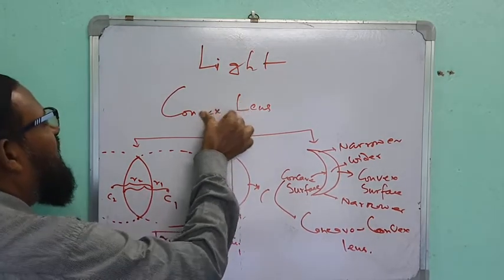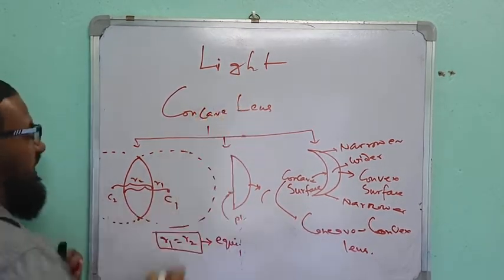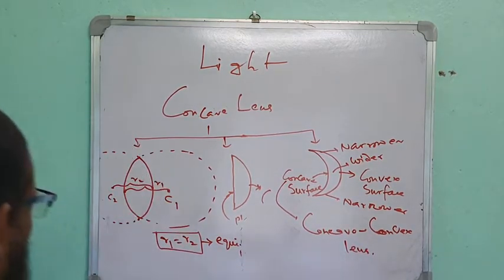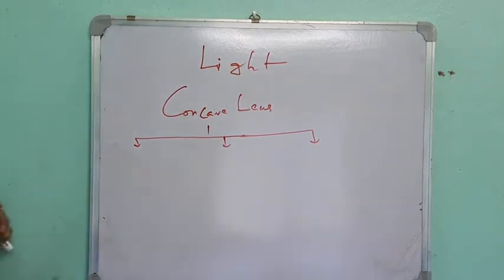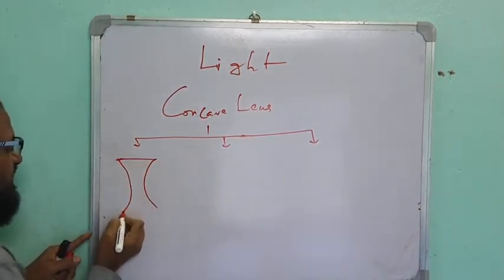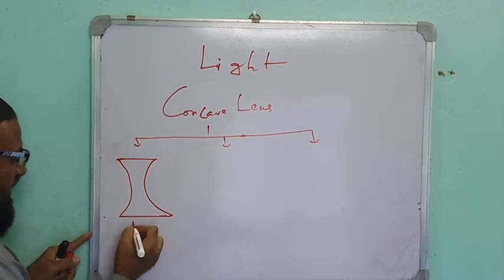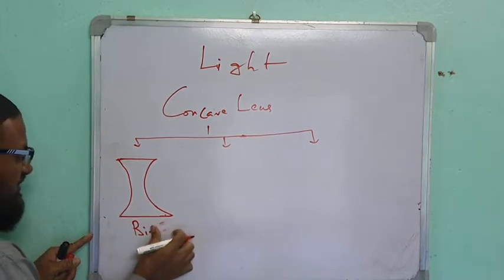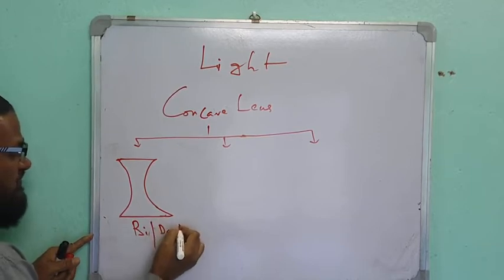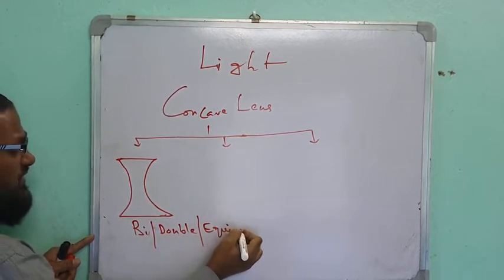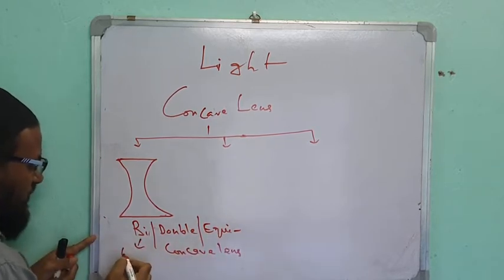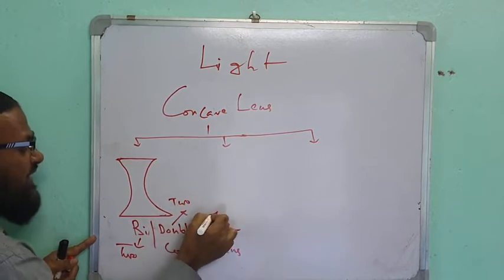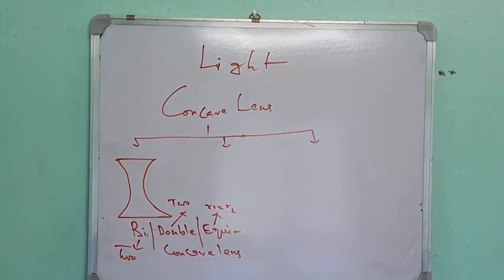Next is the concave lens. Equi-concave lens. What is the meaning of equi? This is also two surfaces, and equi means R1 equals R2. Is it clear? When R1 equals R2, this is equi-concave lens.